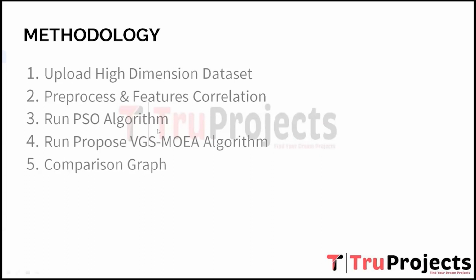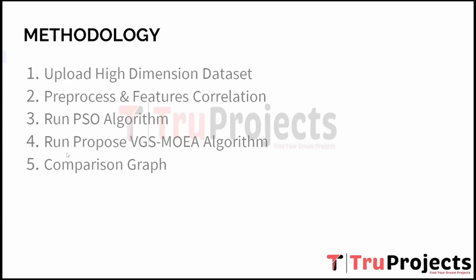Third, run PSO algorithm. Particle swarm optimization, that is PSO, is an optimization technique inspired by the behavior of birds flocking or fish schooling. In the context of high-dimensional data classification, the PSO algorithm aims to optimize feature selection. It evaluates different subsets of features to find the combination that maximizes accuracy while minimizing feature count. Running the PSO algorithm involves initializing a swarm of particles which traverse the feature space to find optimal feature subsets.